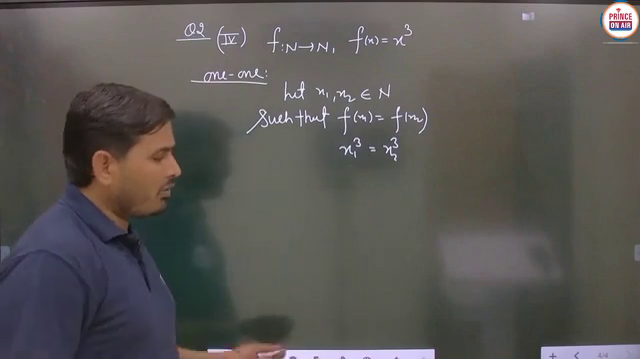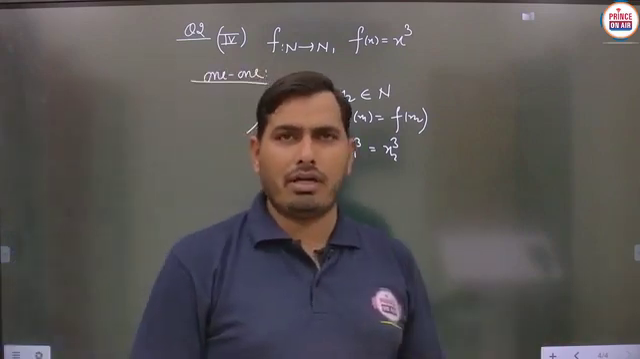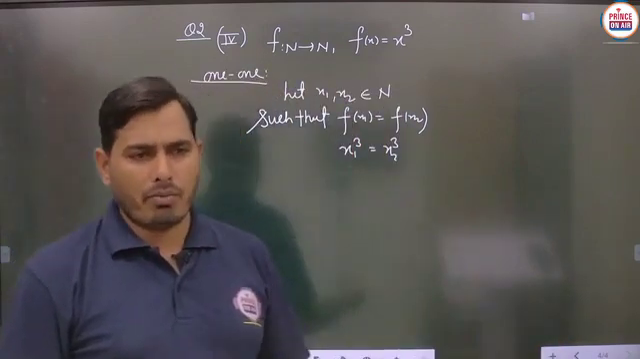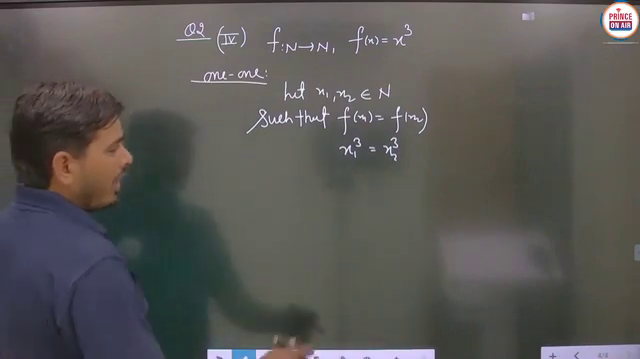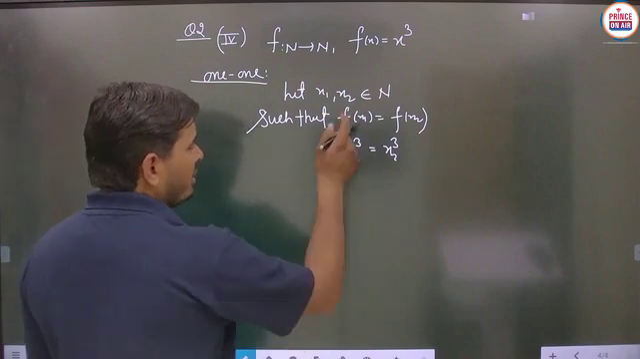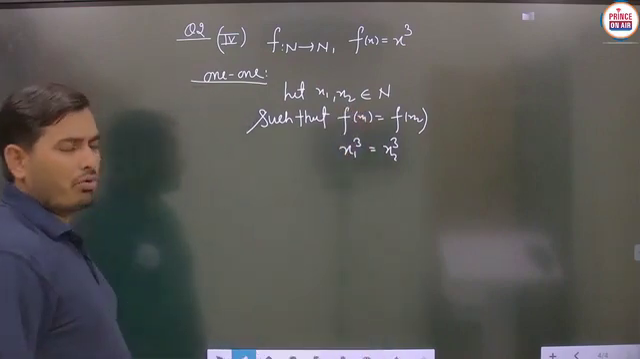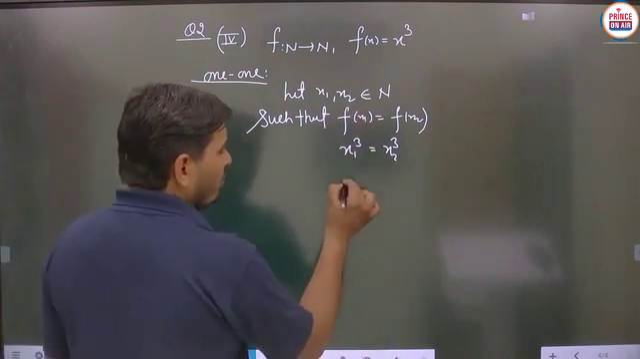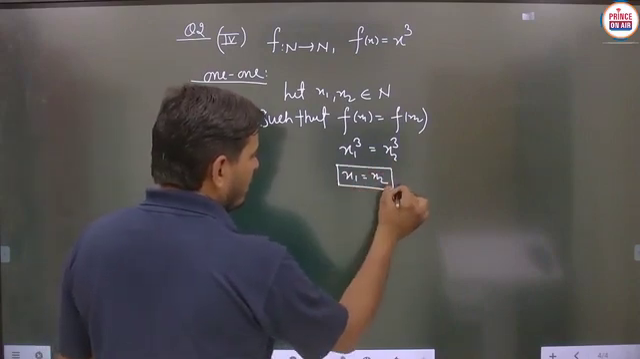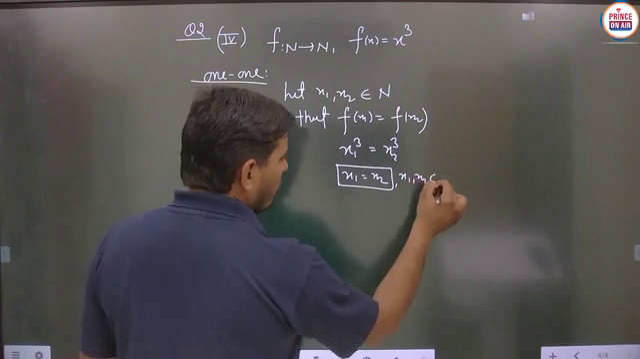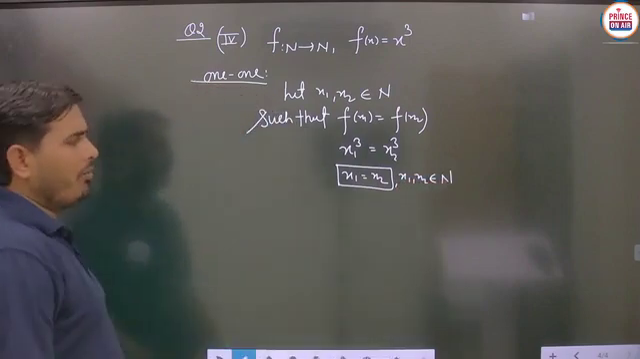If any negative number is cubed, then definitely its cube will be a negative number, and the cube of any positive number will be positive. So if both are natural numbers, you can say that both numbers are positive, and then their cubes will be positive. So we will get the answer x1 equals x2 only, because here x1 and x2 belong to the natural numbers. Is it clear?